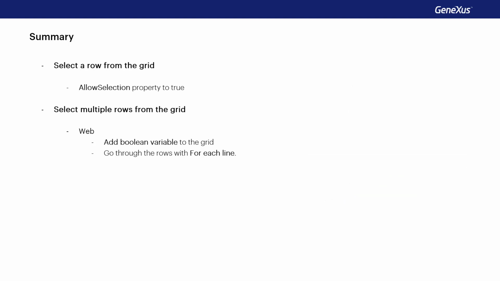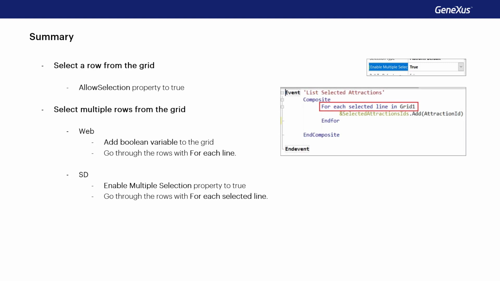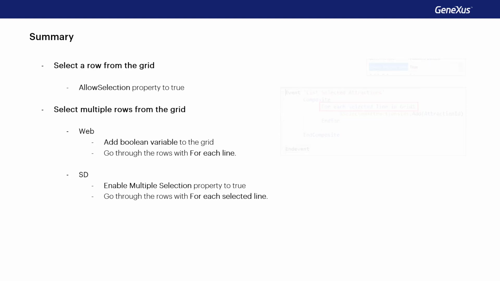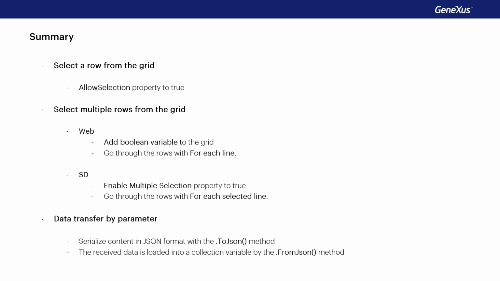To know if the row was selected or not, we'll check the value of the Boolean variable. In applications for smart devices, the grid does have a property for this functionality, the Enable Multiple Selection property. Then, the showSelector property is used together with the ForEachSelectedLine command to run through these rows. To pass the collection of attractions to the procedure, the content must be serialized, and once received by parameter from the other object, to be able to handle the records, we create a collection variable and load it with this data by means of the from JSON method.